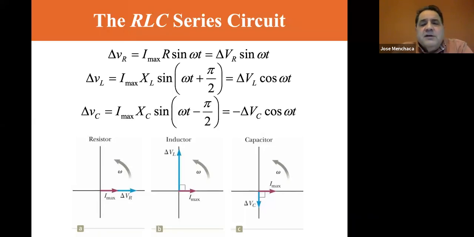So delta VR is equal to I max R sine omega T, equals delta VR max sine omega T. Delta VL is equal to I max X sub L sine of omega T plus pi over 2, equals delta VL max cosine omega T. We're reversing those identities that we used earlier. Delta VC equals I max X sub C sine of omega T minus pi over 2, which is equal to minus delta VC max cosine omega T.